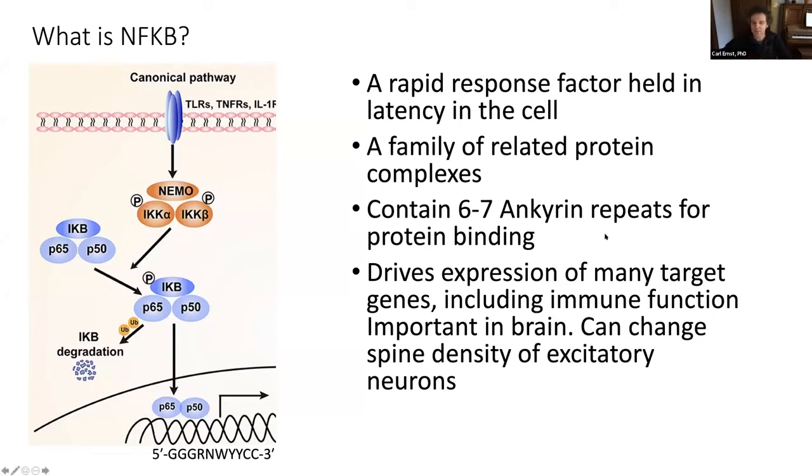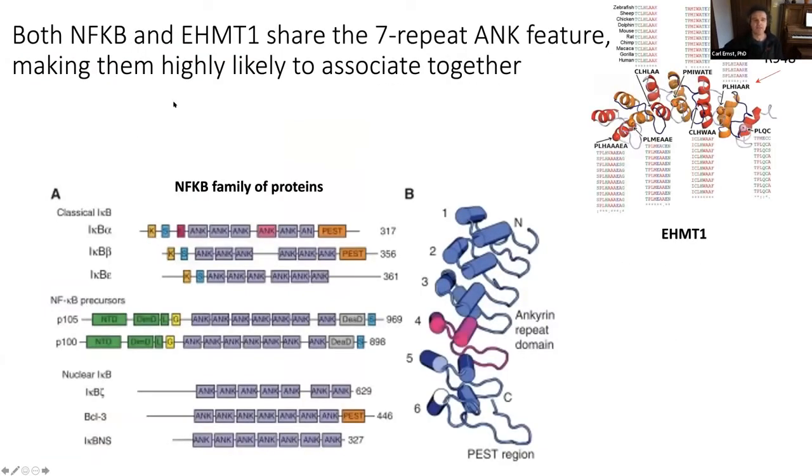So what does NF-kappa-B do? It was first discovered in immune function. It's known to be important in the brain and can change spine density of excitatory neurons. To take us back to what we were hearing from all the different speakers, EHMT1 could be doing many things in the cell, but this could be a very important target of what EHMT1 is regulating. And I'm going to try to convince you today that the data are very robust and very worthwhile to look into.